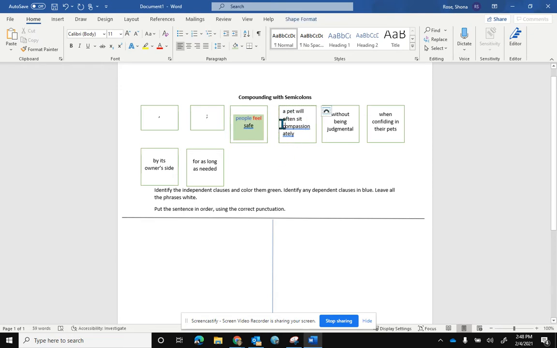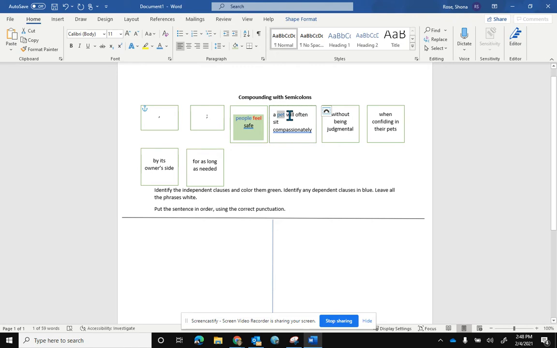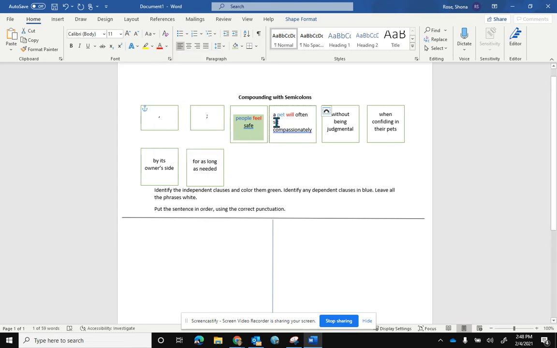Here's another one. A pet will often sit compassionately. I want to see if this works. So I've got a pet. That's the who or what. And what do they do? They will sit. That is the verb. And this could be a sentence all by itself. So I can make that an independent clause.